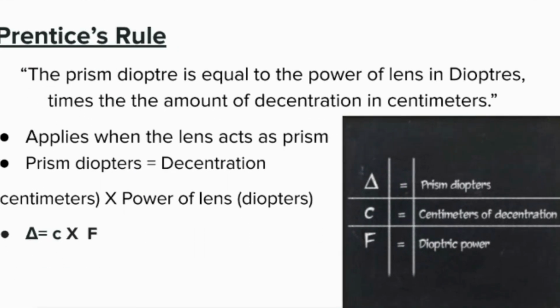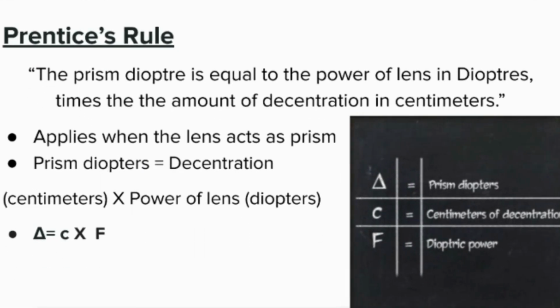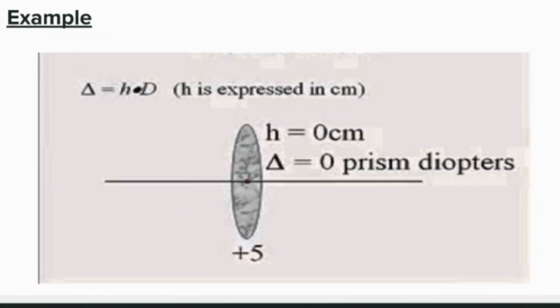Now Prentice's rule is very important for you to understand in order to know the decentration concept in glasses. Okay, so let's see. In Prentice's rule, the prism diopter is equal to the power of the lens in diopters, times, meaning multiplying, the amount of decentration in centimeters. Now, when will Prentice's rule be applied? I'm going to tell you in this example.